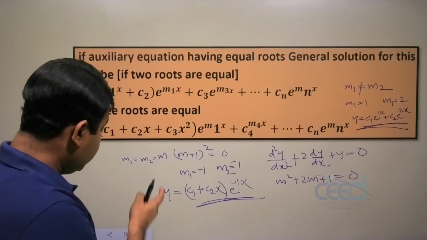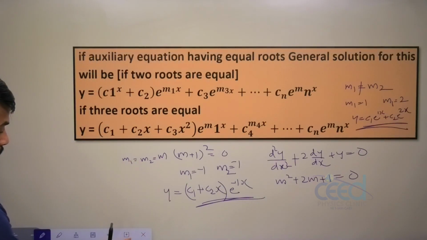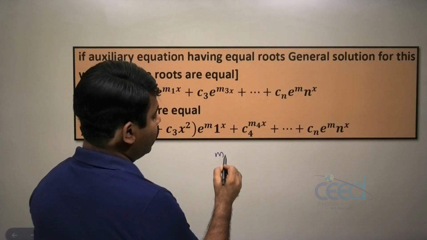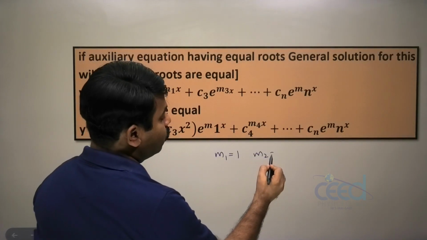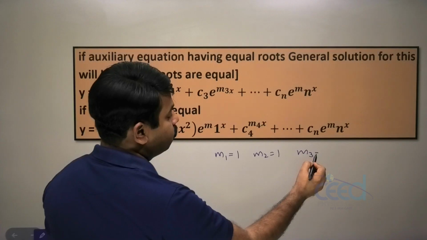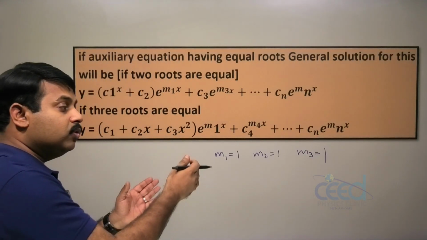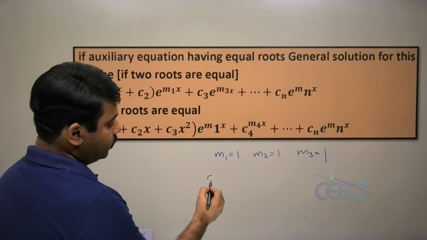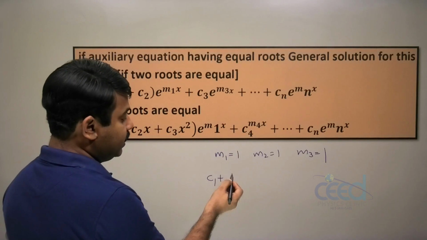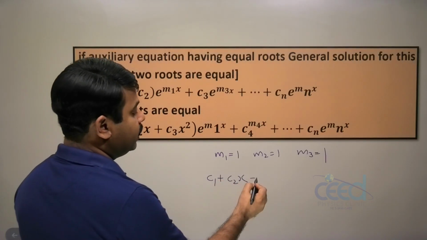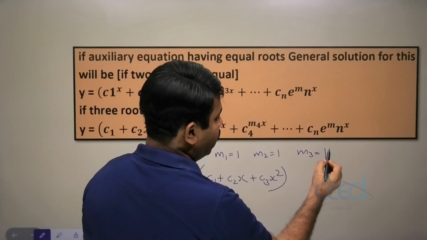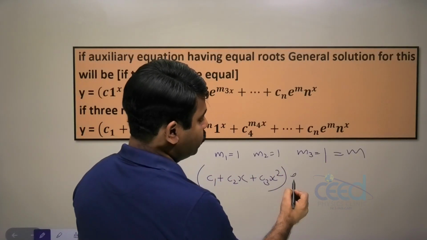So if the two solutions of this equation are the same, then only we apply this method, right? Now suppose you look, one solution m1 is equal to 1, m2 also 1, m3 also 1. Okay, the three solutions are equal. Then what do we write? You have to write like this: c1 as the first constant, the second coefficient multiplied with x, the third coefficient multiplied with x square, and all of this is finally multiplied by e raised to mx.